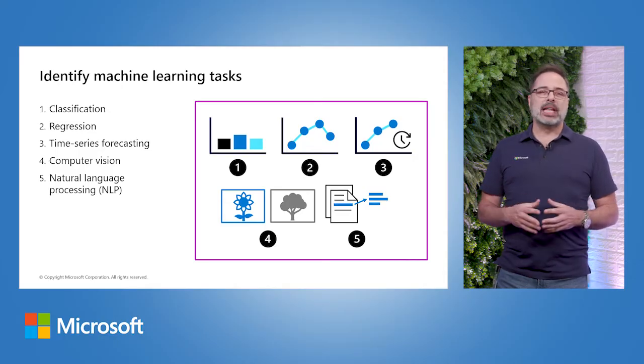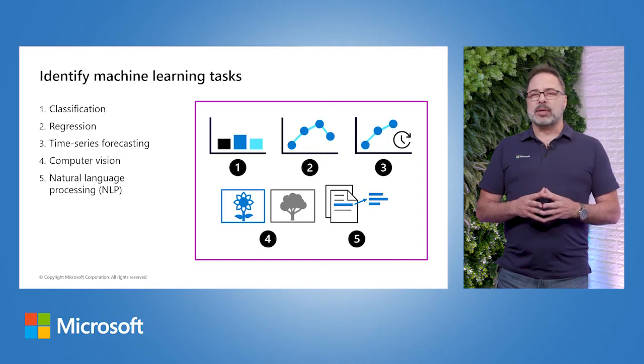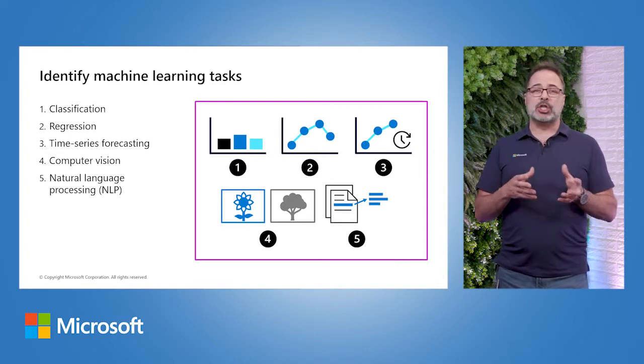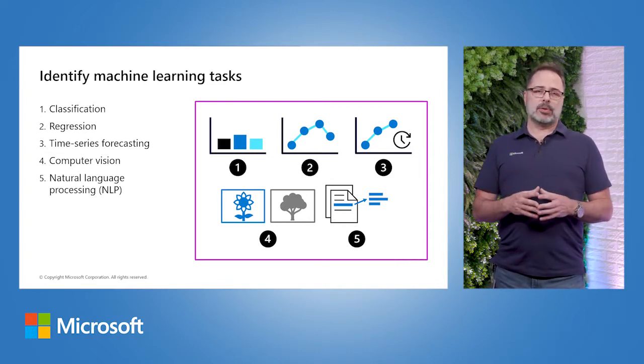Lastly, natural language processing, or NLP. These models are used when we need to extract insights from text. That's a very high-level look at some of the categories of machine learning algorithms that are used to build models.